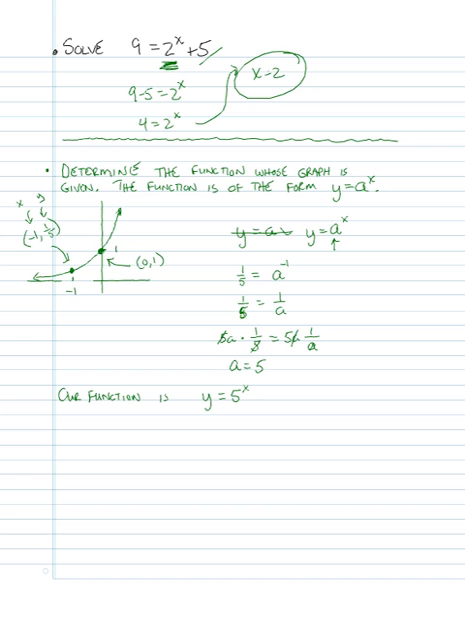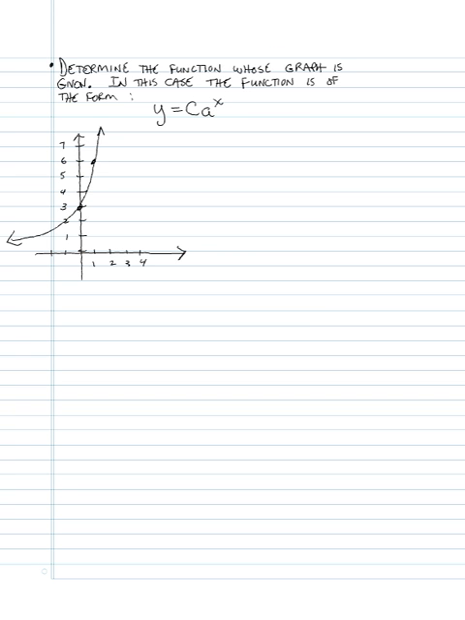Now the next one's going to have a little twist in it. We'll do that on the next page. So let me set that up. Okay, you can see in this problem we're to determine the equation of the function that we see graphed. But we're told this time the function is of the form some constant c times some constant a to a power. So in this problem, we need to figure out what c is, and we also need to figure out what a is to be able to have the function.